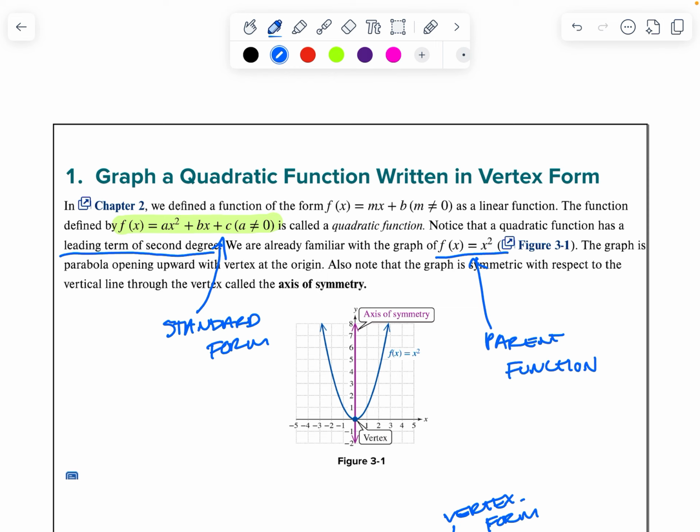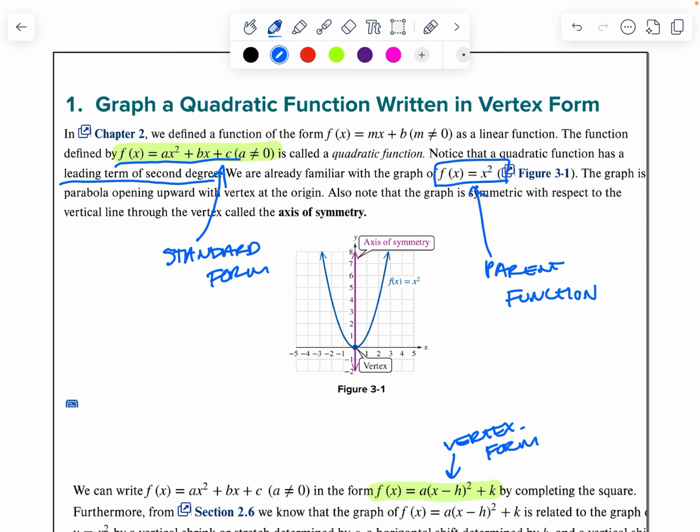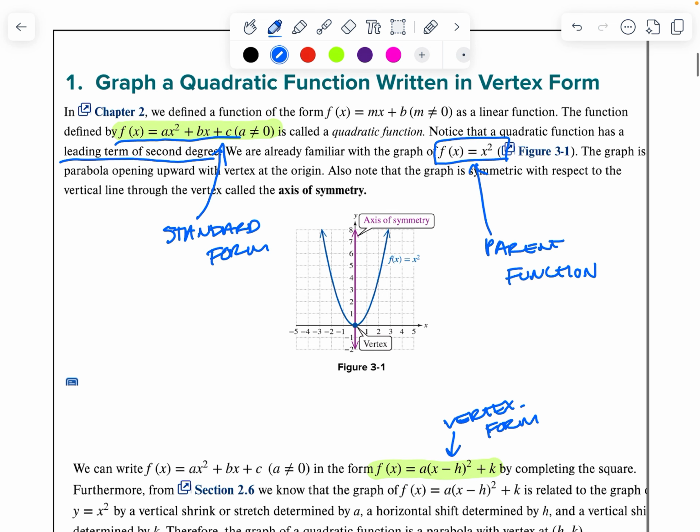And the parent function, we know from the transformations lesson, is f of x equals x squared. That's your parent function for a quadratic. There's a new form that we're going to see this lesson, and that is vertex form. And this is what vertex form of a quadratic looks like. You can write any quadratic in standard form, and you can write any quadratic in vertex form. They both have their own benefits and drawbacks, right?